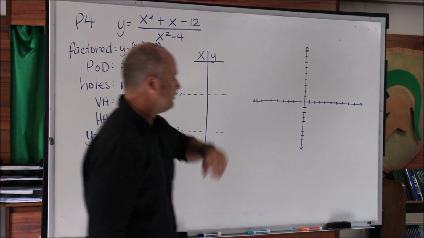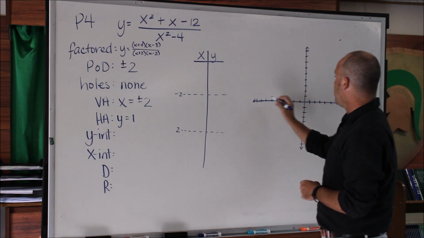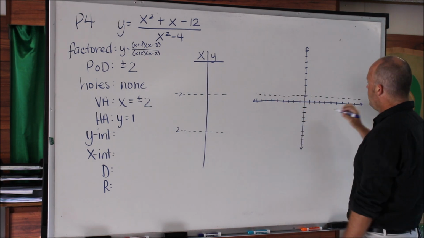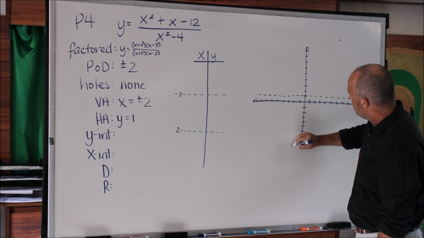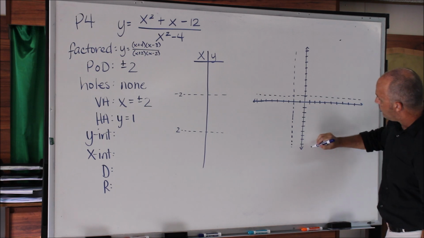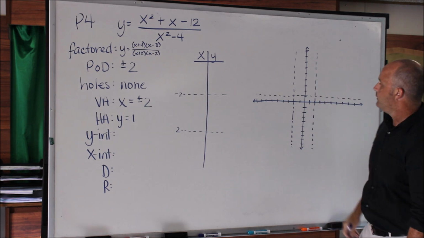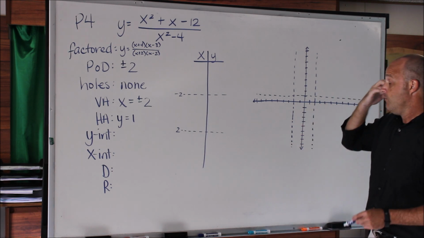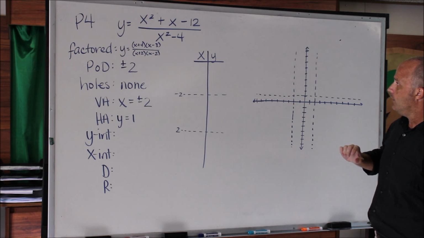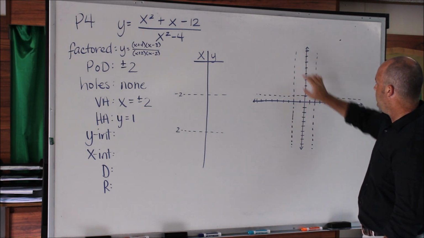Now I'm going to come over here to the graph and start filling in what I've got. I know I've got a horizontal asymptote at y equals 1, a vertical asymptote at x equals negative 2, and another vertical asymptote at x equals 2. So you can see I'm most likely going to have something here, and then something here. If it were a negative, then it would probably be here, here, and here.